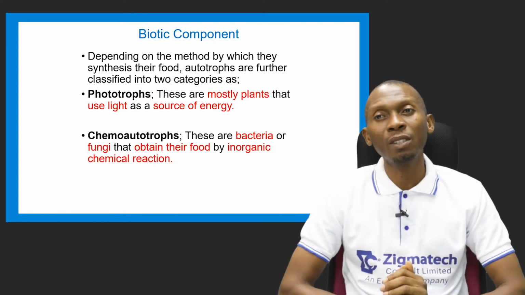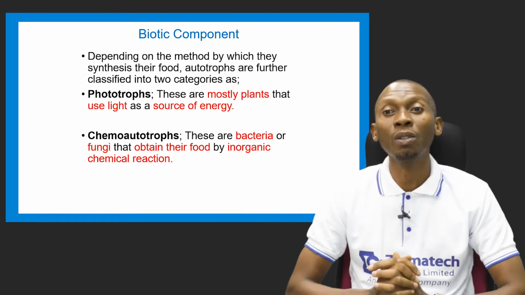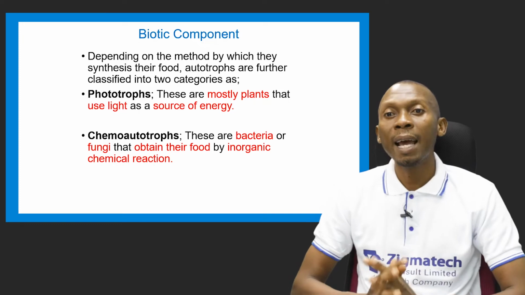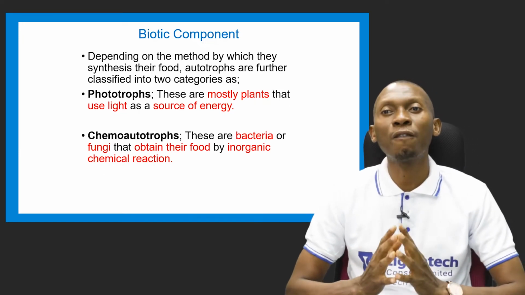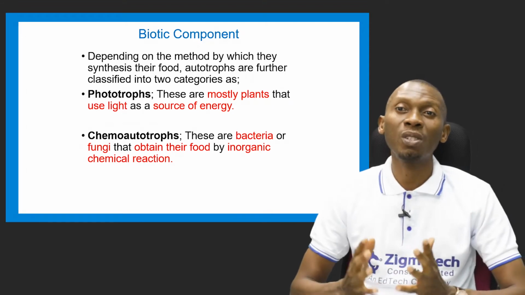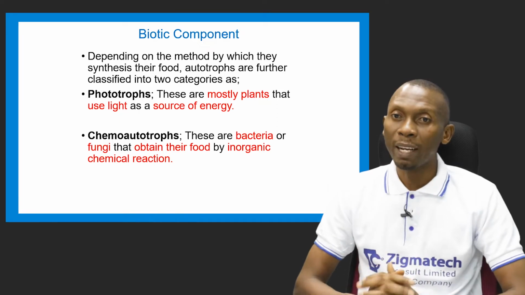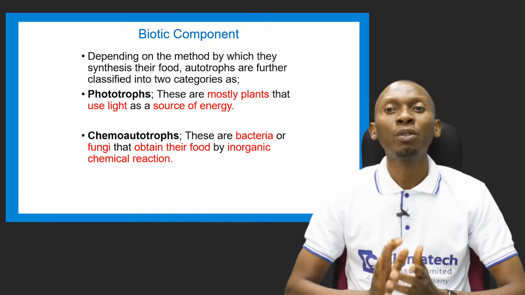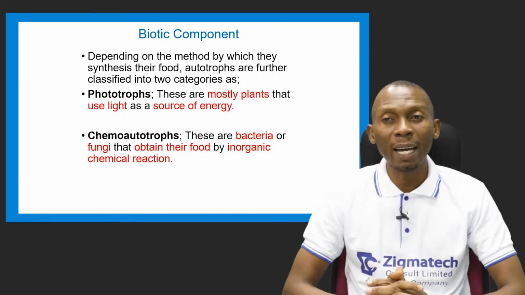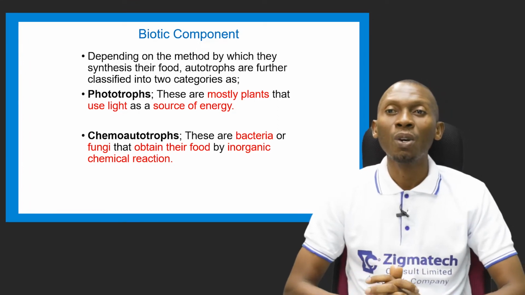Now, based on this method of synthesizing their food, these autotrophs can be further classified into two categories. We have the phototrophs and we have the chemoautotrophs. So what are phototrophs? Phototrophs are mostly plants that use light as a source of energy to make their own food, while chemoautotrophs are the bacteria or the fungi that obtain their food by inorganic chemical reaction.